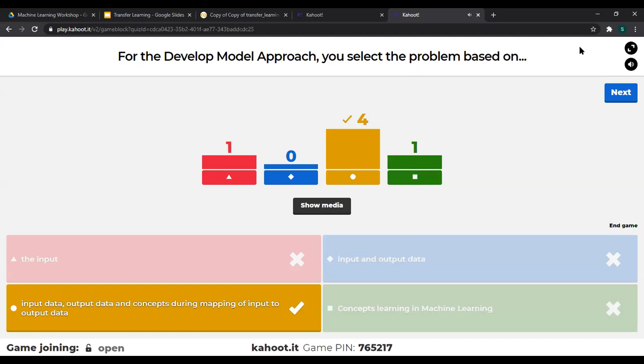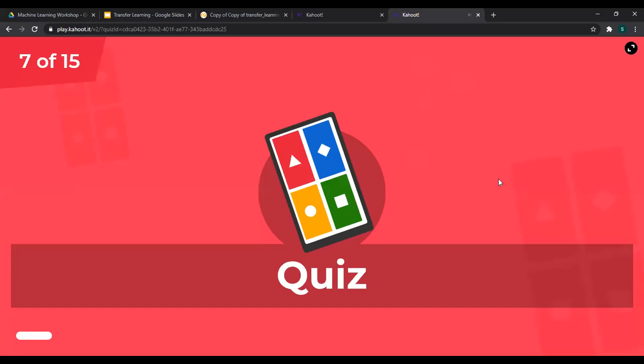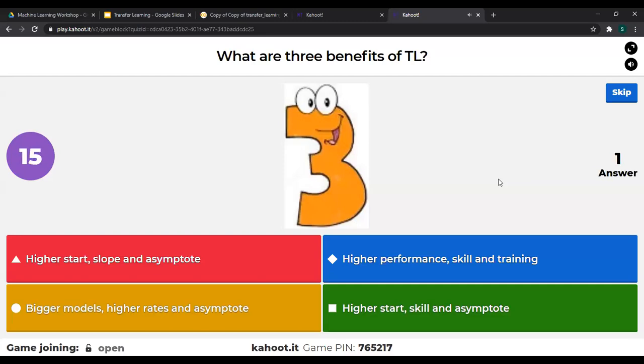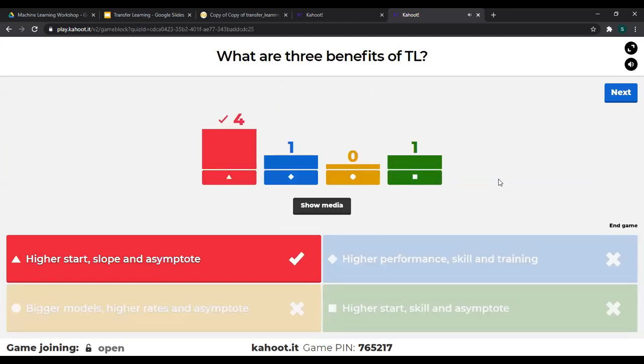Yeah, you select the problem, as I said before, based on the input data you're given, the output data you're given, and the concepts learned during the mapping of the input to the output data. Good job.